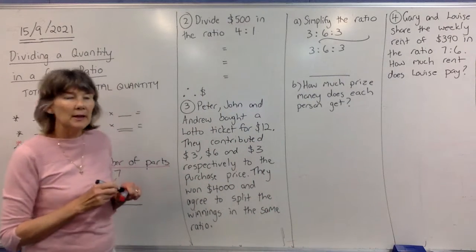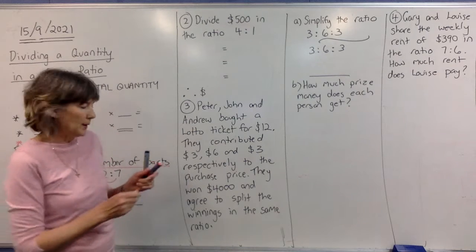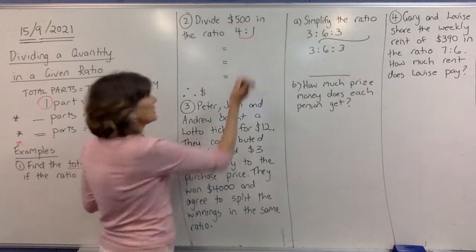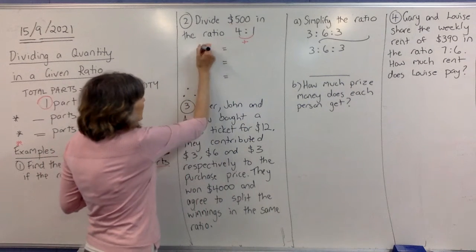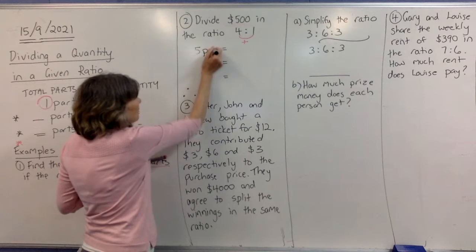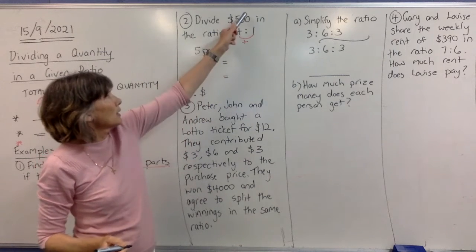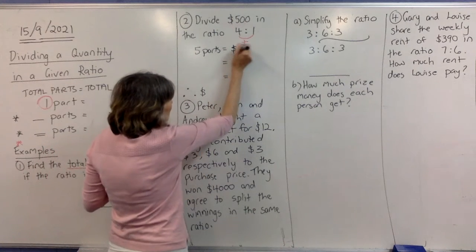All right, so in this next one, we're dividing $500 in the ratio 4 to 1. So the first thing you do is add up those numbers in the ratio. If we add those up, we get 5. So we're going to write here that we have 5 parts in our ratio, and those 5 parts have to equal our full amount of money, $500.